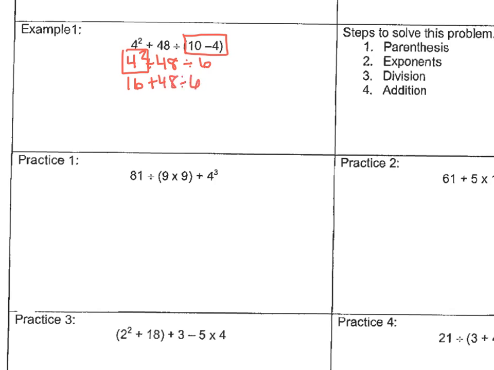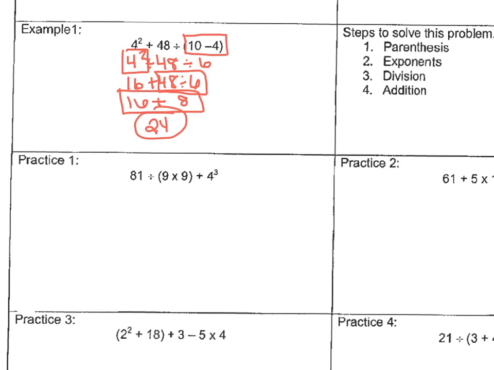Now we have addition and division. Which one comes first? Division comes first. So you box it. 48 divided by 6 is 8. Then you add 16 plus 8 is 24. And so that's your answer, and circle your final answer.